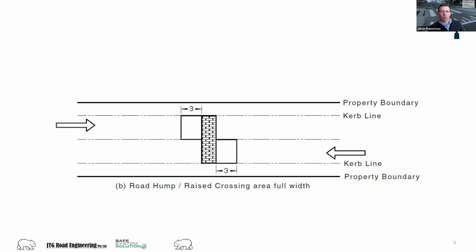The standard contains many images like this one, which relates to road humps or raised crossings with a raised platform. It defines the design area over which we should illuminate. So typically we look to illuminate the raised platform or the road feature that we're looking to light, plus some area around that feature. In this case, we look to provide lighting for 3 meters on both approaches to the platform.